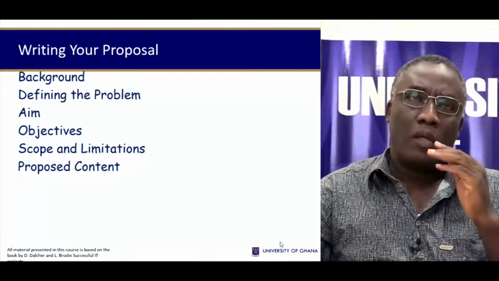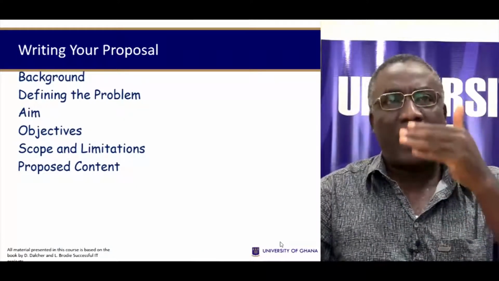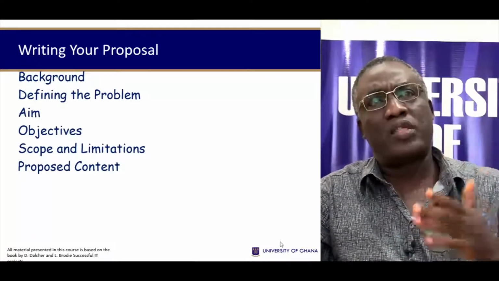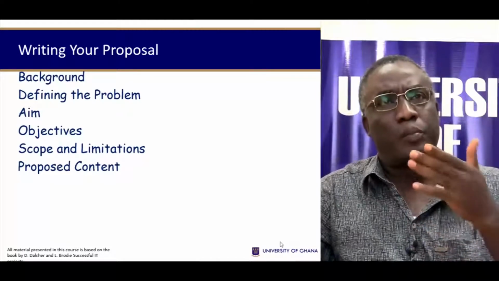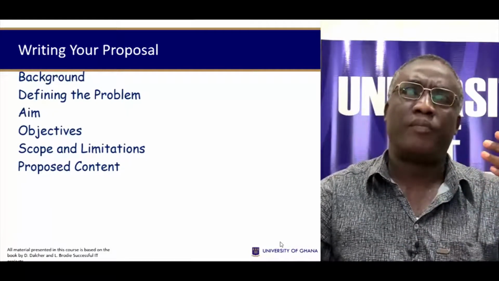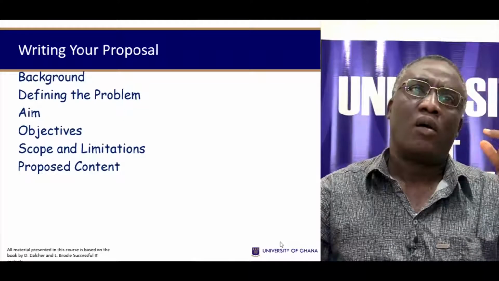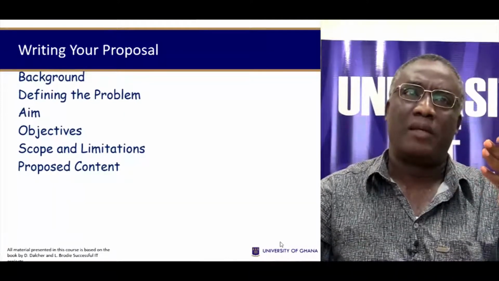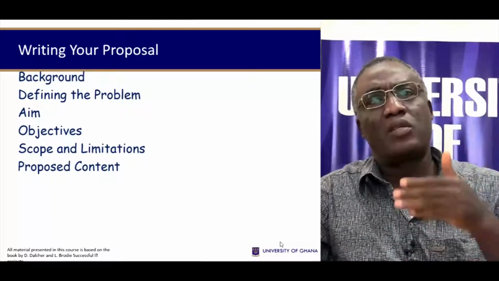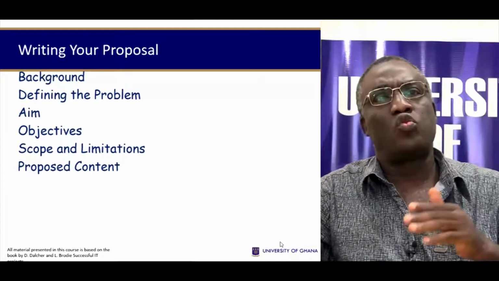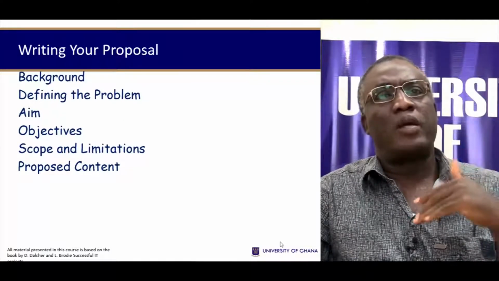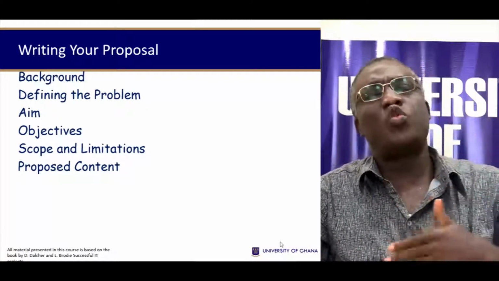Of course, you have the project title. Then you need to provide a background to this project, a background to the problem. And then you need to define the problem. Also state the aim and the objectives. Define the scope and limitations of your project, what it will do and what it will not do. And then finally, provide the proposed content, what things you would be addressing.